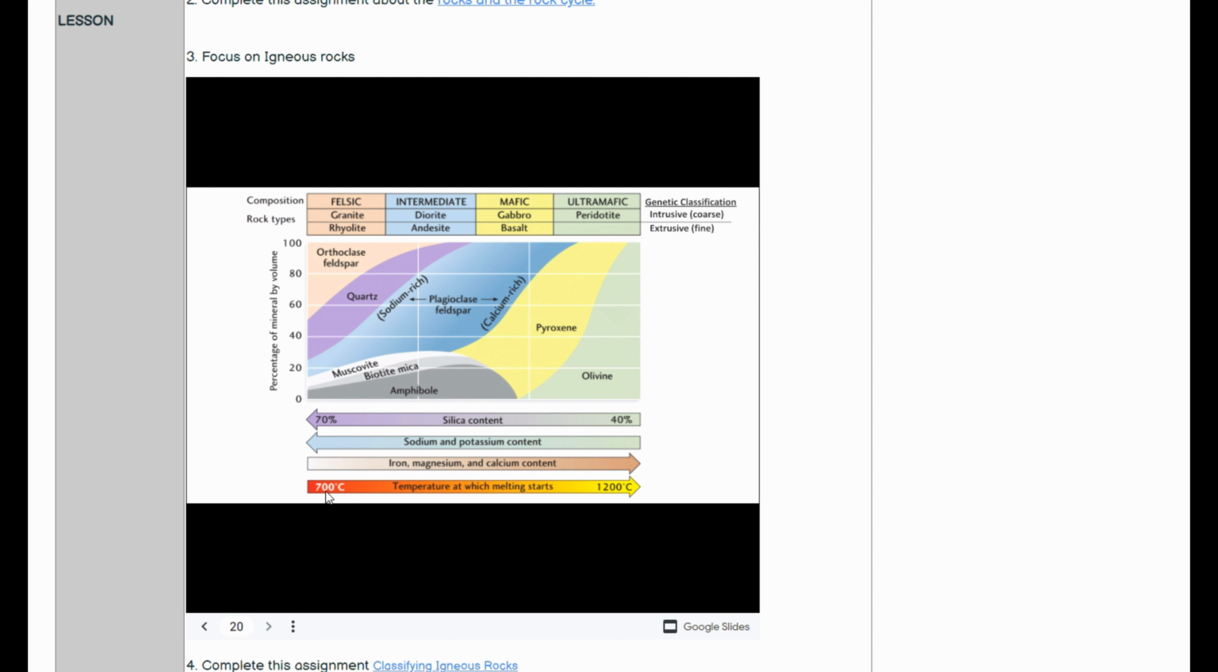Same thing with melting point. Higher melting points are off to the right. Higher melting point means it's a solid longer. So you can go deeper into the layers of the earth and still find it a solid. So that's how you read this chart.